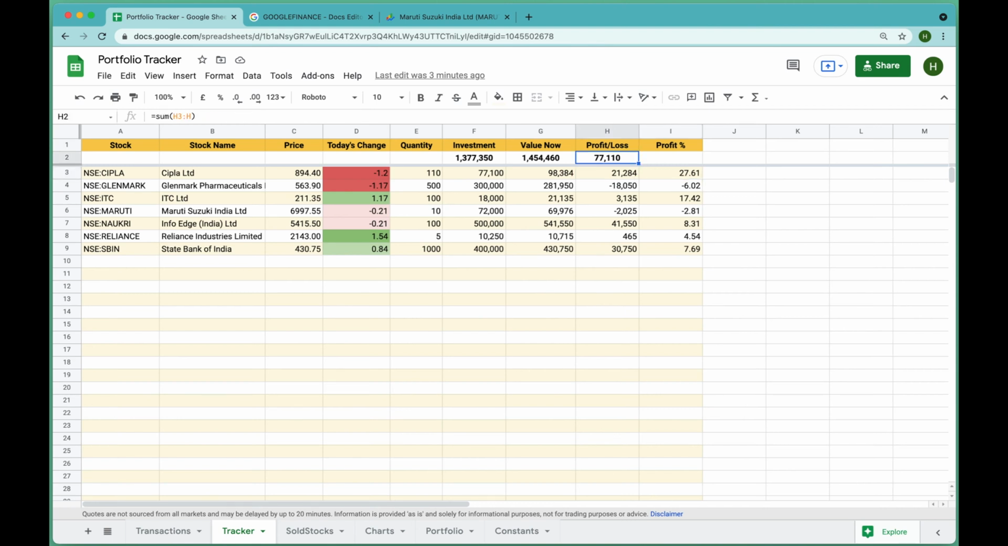The total profit loss is the total profit or loss you are making in all your stocks collectively. Similarly, this is the total value of your complete portfolio and the investment is the total amount you invested.